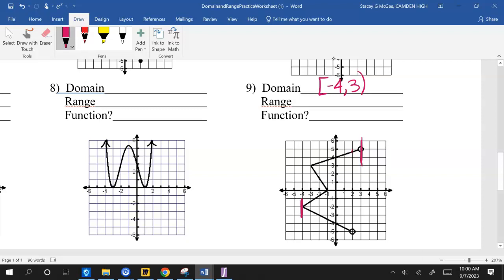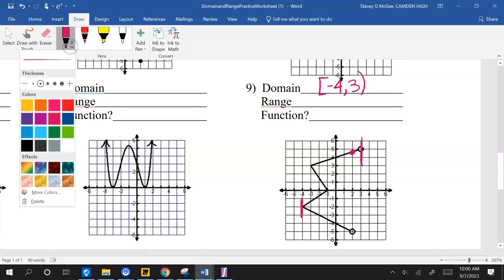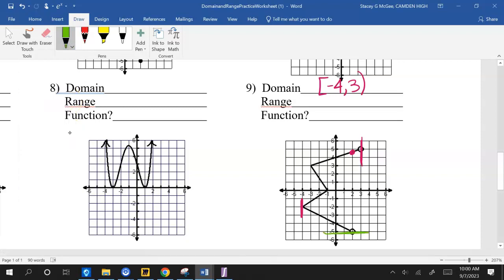There is, but there's also a closed dot at 2 here. How about range? That is correct.